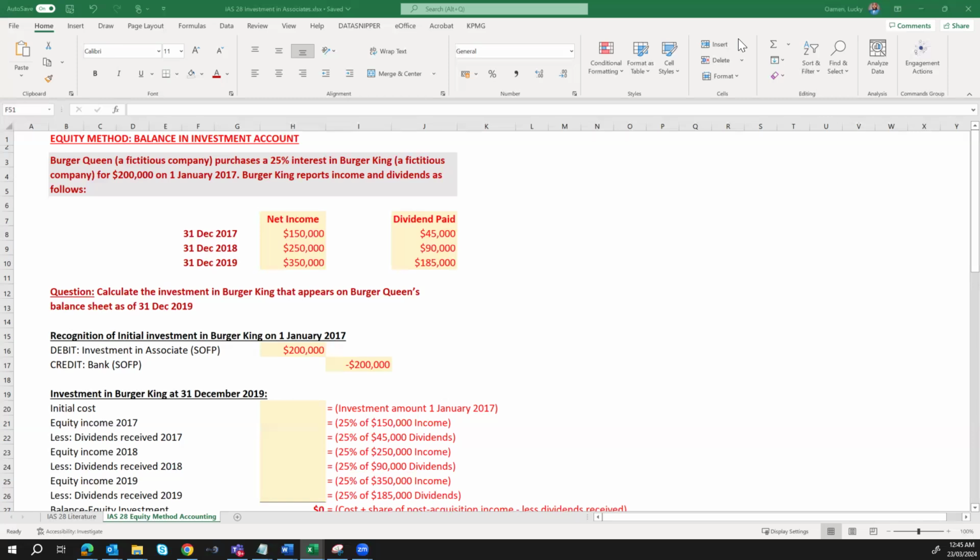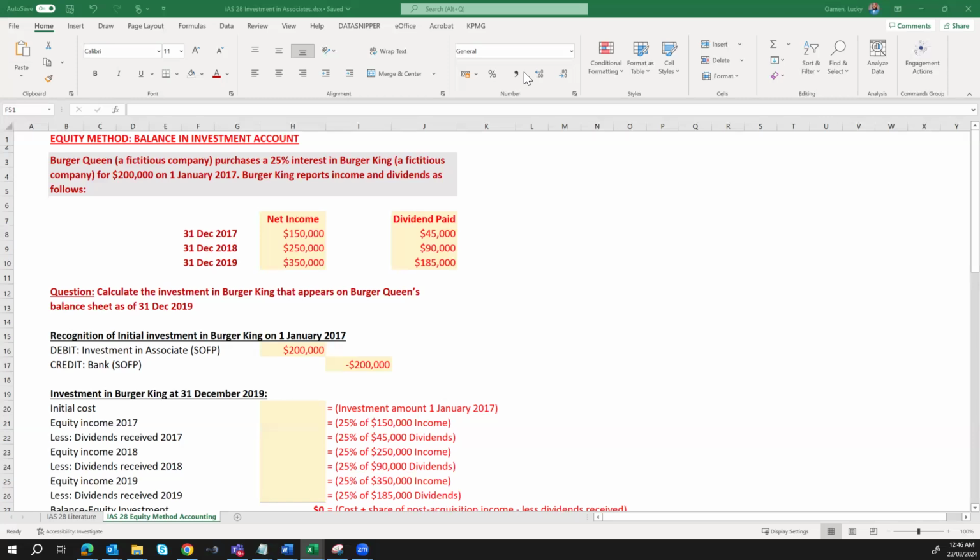So we have the net income amount of $150,000 in December 2017 and dividend paid of $45,000. In December of 2018, the net income reported was $250,000 for the entity and dividend paid was $90,000. Then also for 2019, we have the company reporting $350,000 in net income, and they've paid out $185,000 in dividend. All right, so the question for us here is to calculate the investment in Burger King that appears on Burger Queen's balance sheet as at 31st of December of 2019.